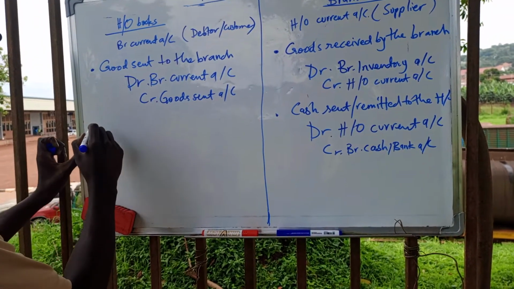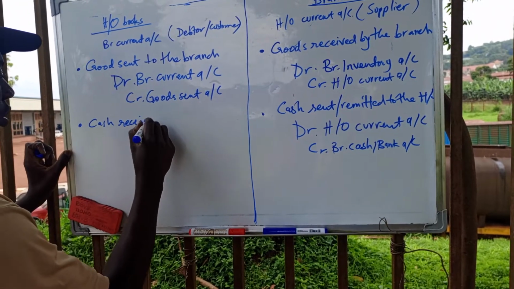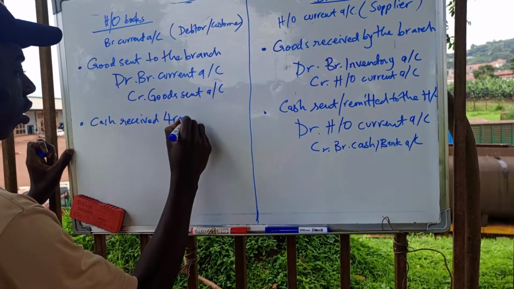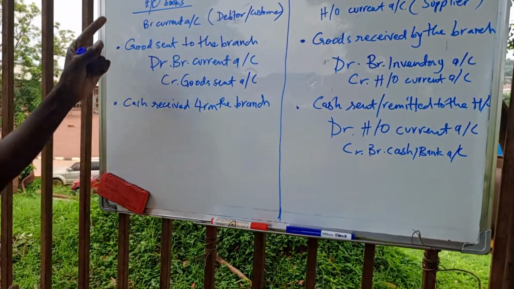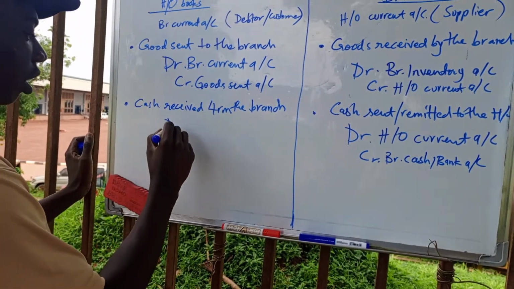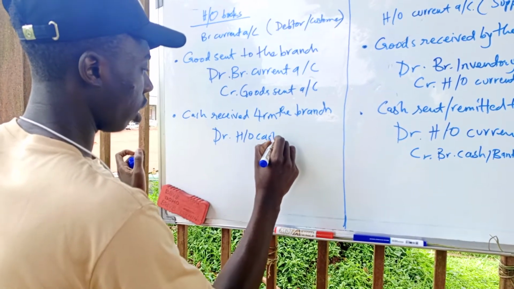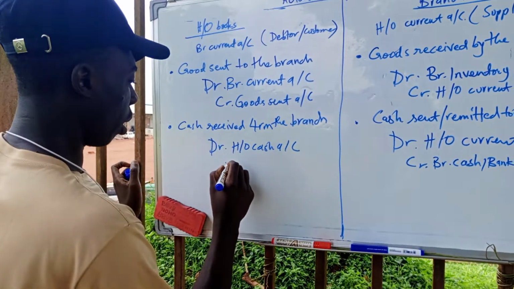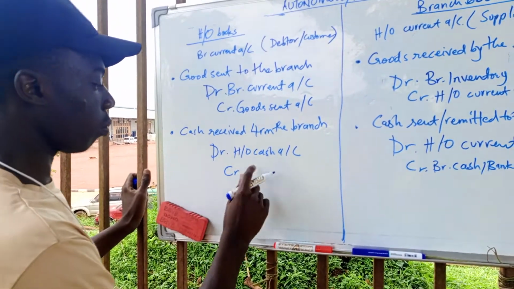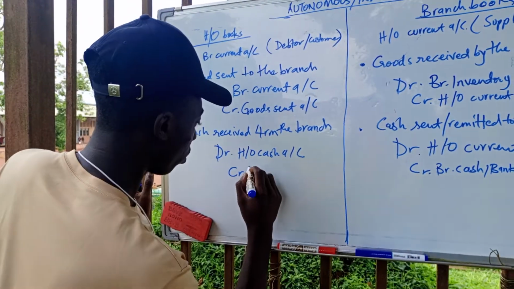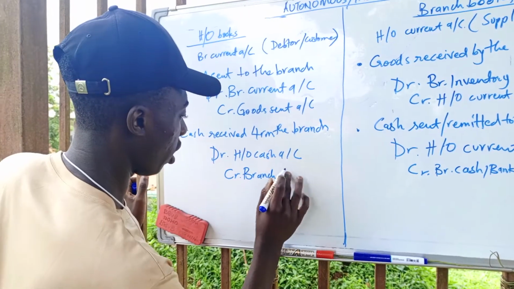So the transaction on this side will be cash received from the branch. Of course, when the head office receives the money from the branch, it's supposed to recognize an increase in the head office cash account. So you debit head office cash account because you've gotten money. Then you recognize that it is coming from your branch, the account you maintain. So credit branch current account.